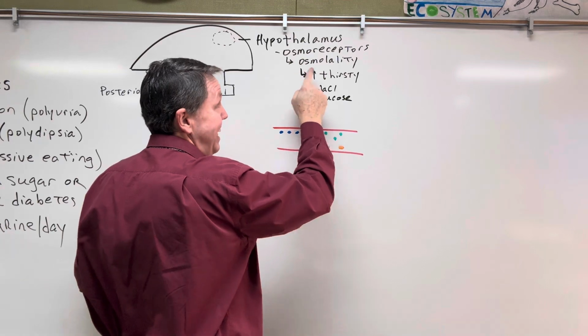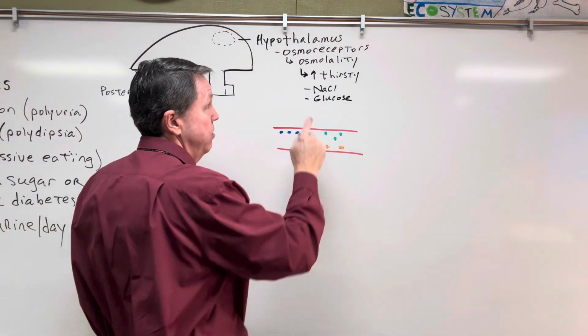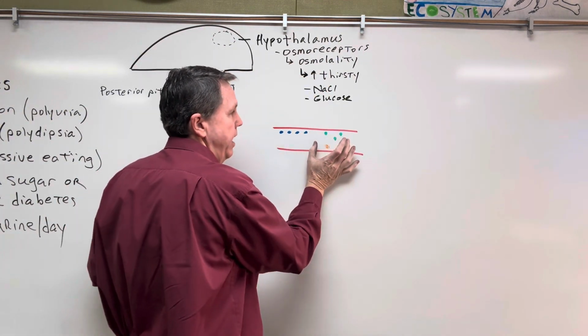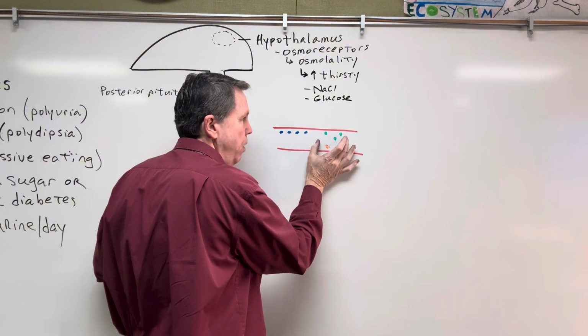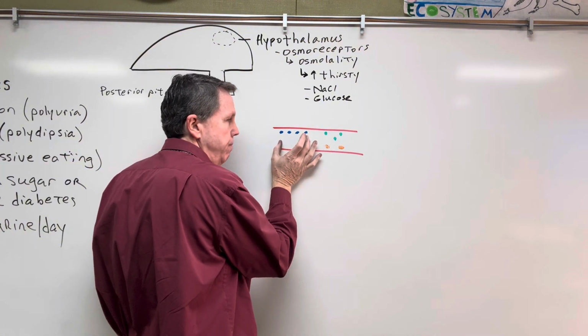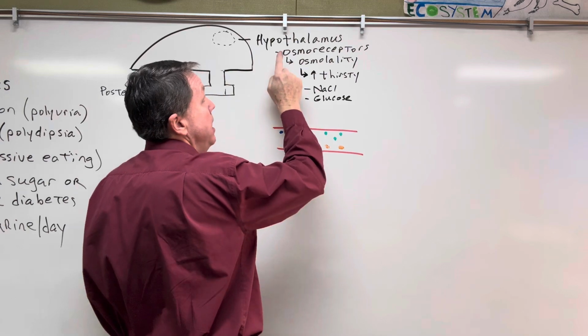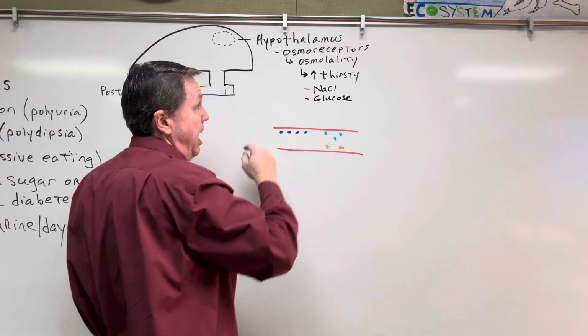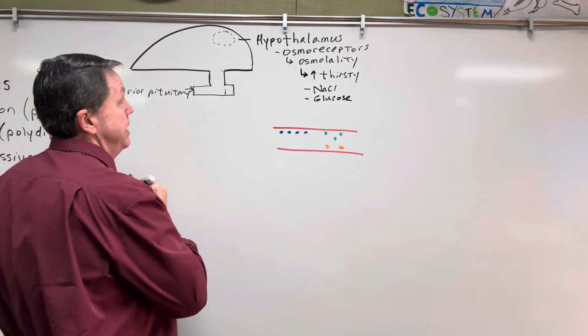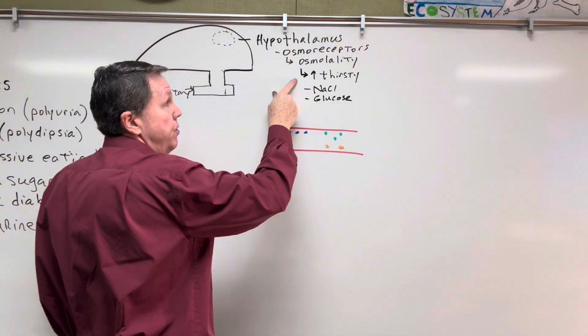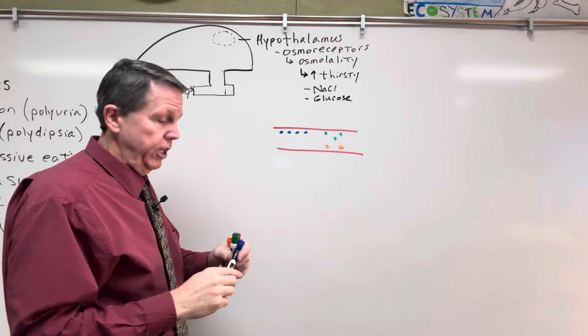And therefore, that's an increase in my osmolality, right? So when there's an increase in osmolality, or an increase in the number of particles in the blood in relation to water, it's going to stimulate these osmoreceptors. The osmoreceptors then will cause you to become thirsty, and then you're going to drink. That's the way it should happen.